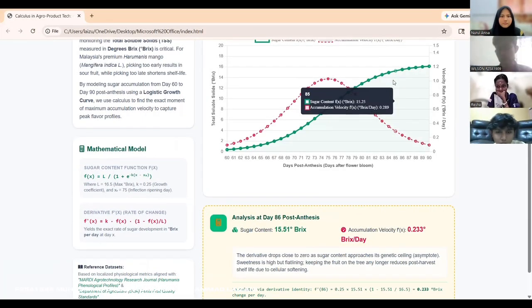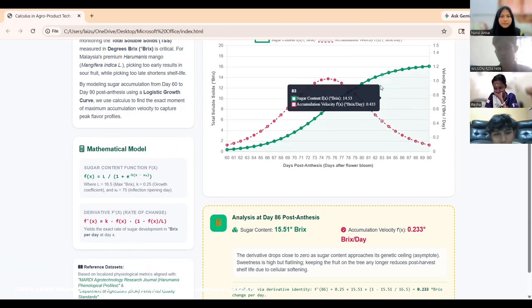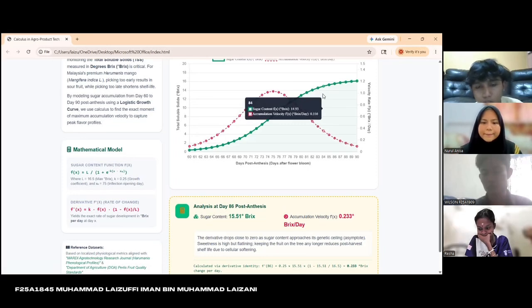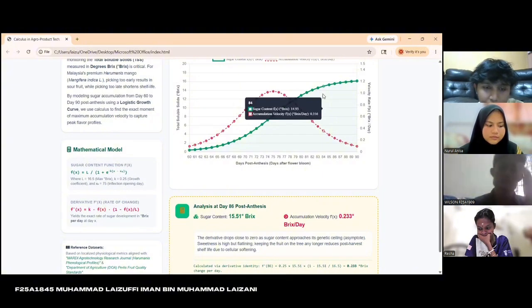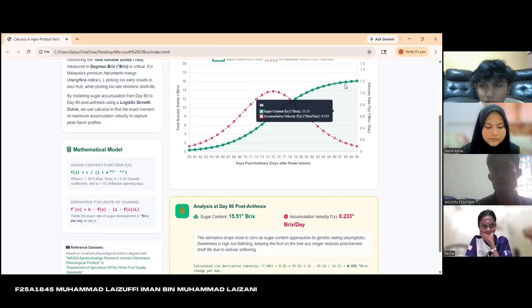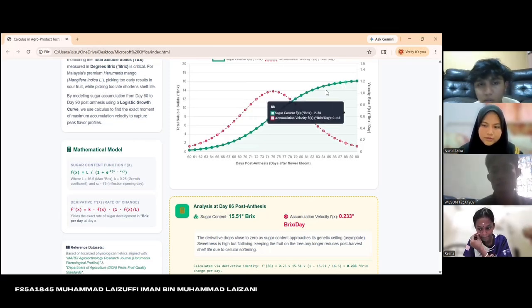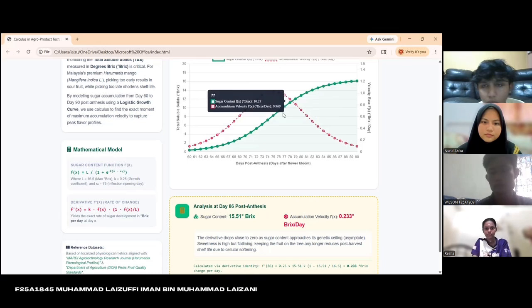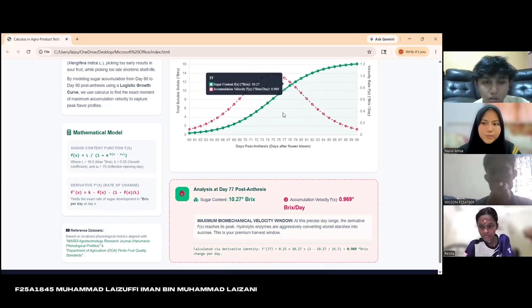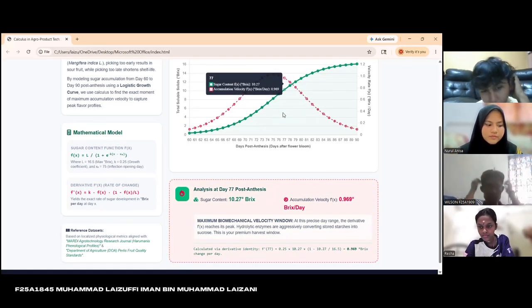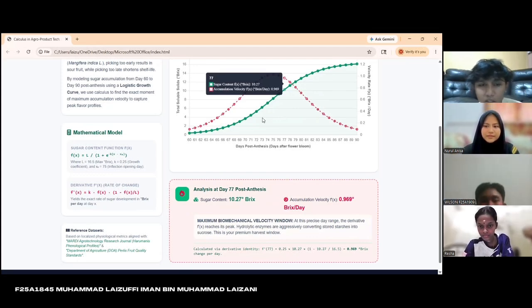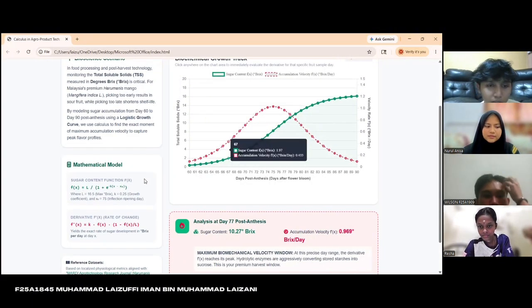For a logistic curve, the sugar accumulation rate is highest at the midpoint, which in this model is day 75. This means the mango is ripening most rapidly at this time, and the farmer can use that information to plan the harvest schedule. By combining biology and mathematics, we can make better decisions in agriculture using this model.